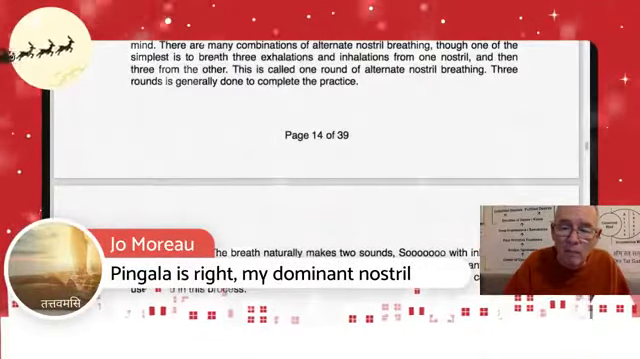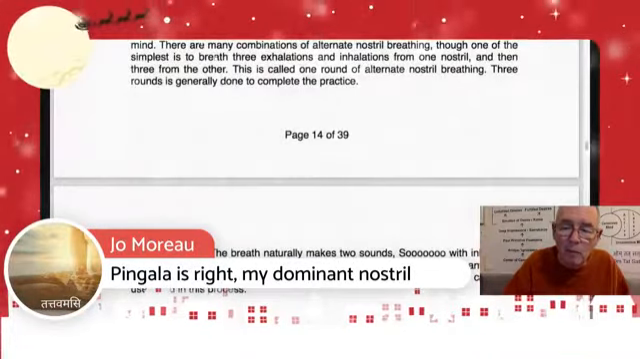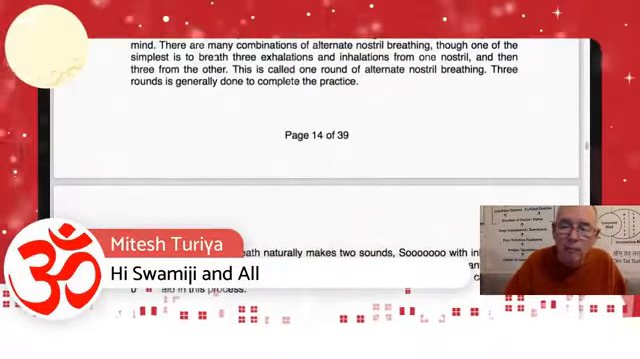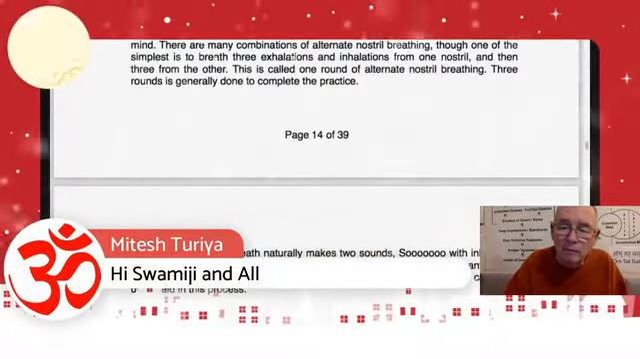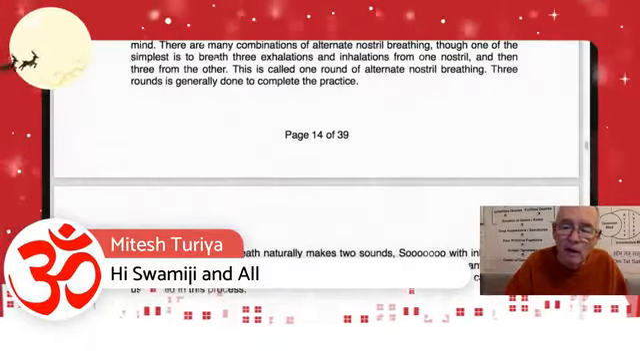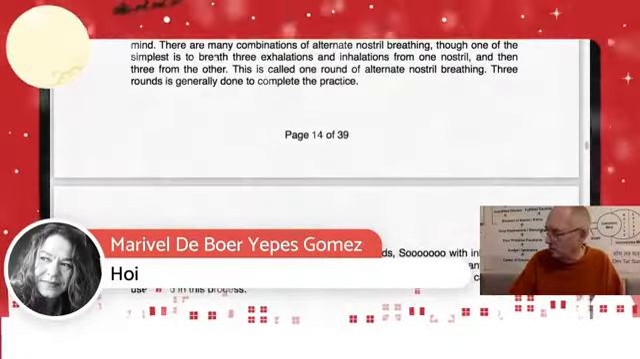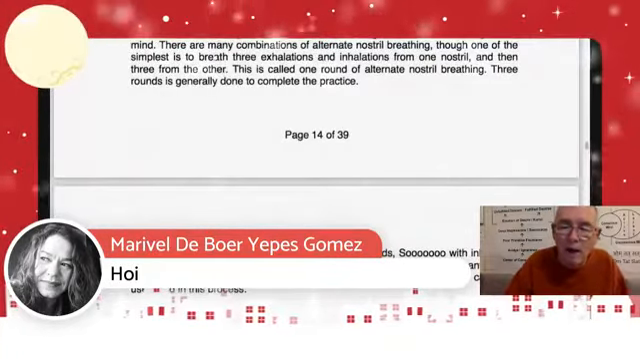Hi. Joe is right dominant at the moment. Mitesh is high. Naturally high. Hoy. Is that how you say hoy? Boy is high, yeah. Hoy is high. Hi, Maribel.